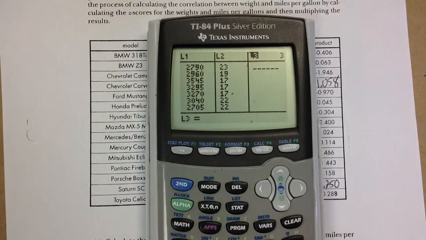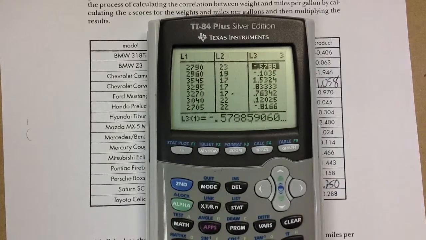Louder, please. L1 minus the mean, but since I have multiple terms in my numerator, I will enclose them with parentheses. Okay, so L1 minus the mean, we are told it's 2997. Close paren. And then? Divide by standard deviation. Very good. You've learned some things.